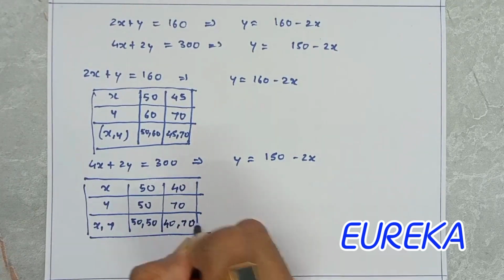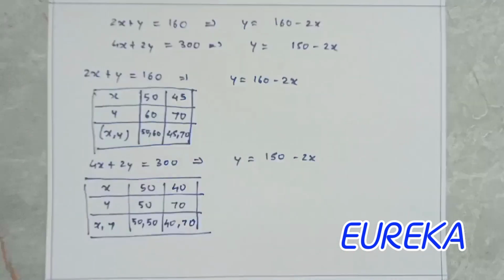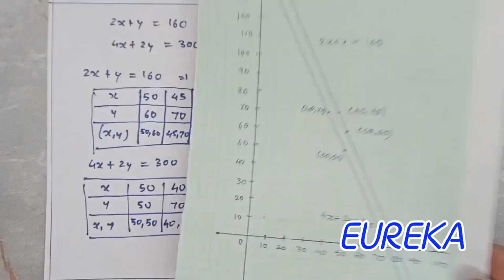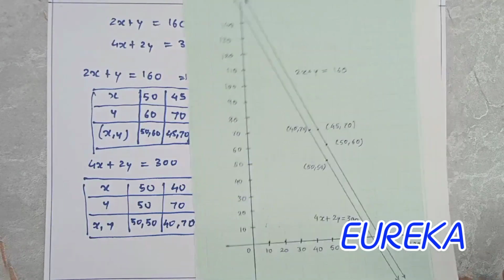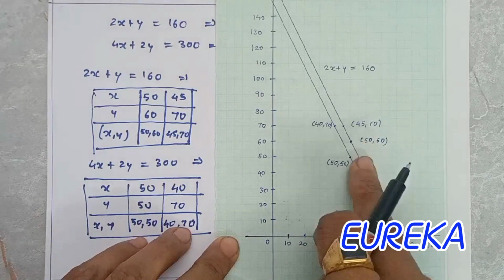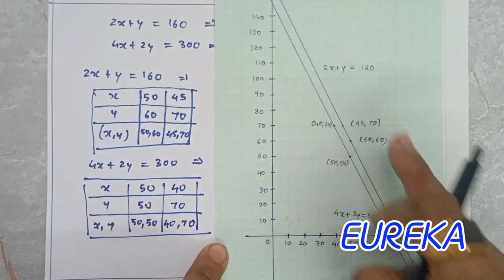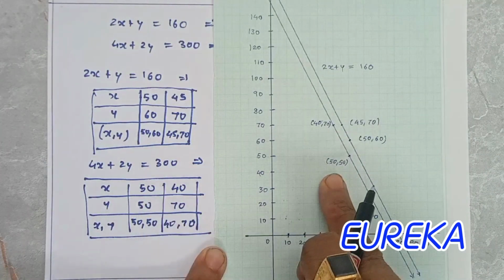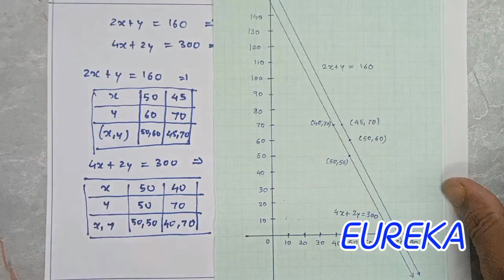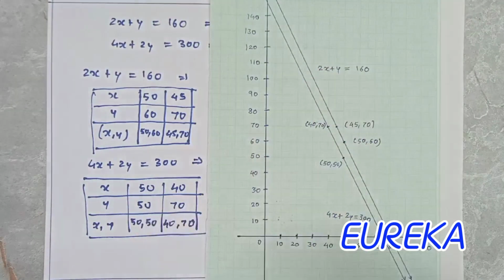What we need to do now is plot these solution points, or coordinate points, on the graph paper. On plotting, just check what we get. First we plotted 50 and 60, then 45 and 70, then 50 and 50, and this is 40 and 70. From the graph, you get to see that it is a graph of parallel lines.